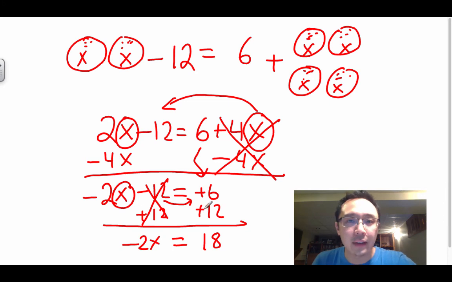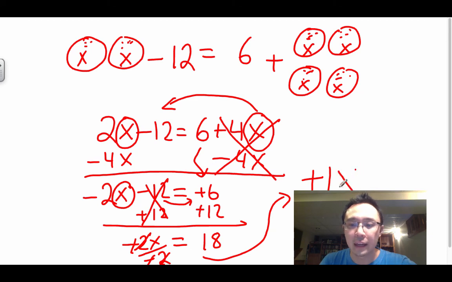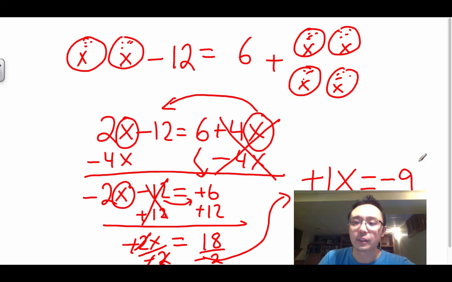Remember my objective, I need a single positive x. Right now I have negative x, times 2. So I'm going to divide by the number in front along with the sign. A negative and a negative will cancel to a positive. Oh, I'm running out of room here. So that's going to be a positive 2 divided by 2 is 1. And then x is equal to 18 divided by negative 2. Positive divided by negative is negative. 18 divided by 2 is negative 9. There you go. So that's your answer.